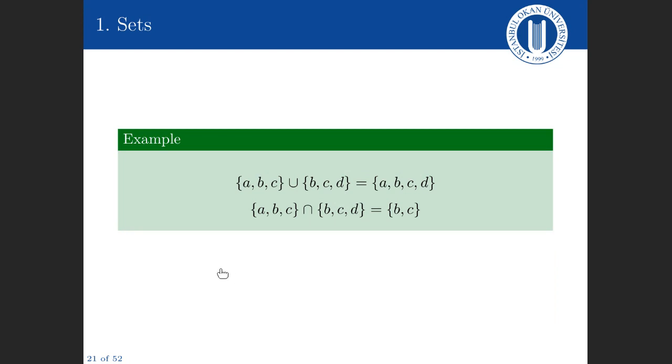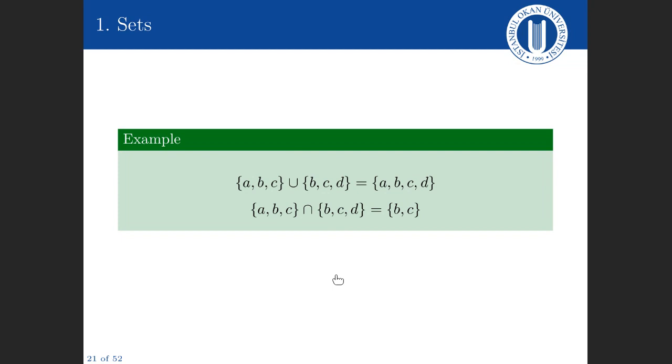For example, if I have two sets, {A, B, C} and {B, C, D}, and suppose I want to take the union of these two sets. I want the set which contains every element which is in either one of these sets. I have an A, a B, and a C. B and a C I've already counted, and then a D. The union of these two sets is {A, B, C, D}.